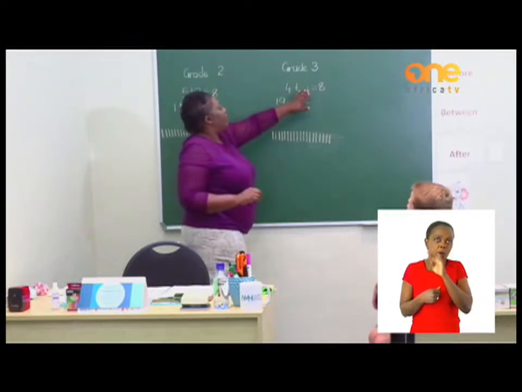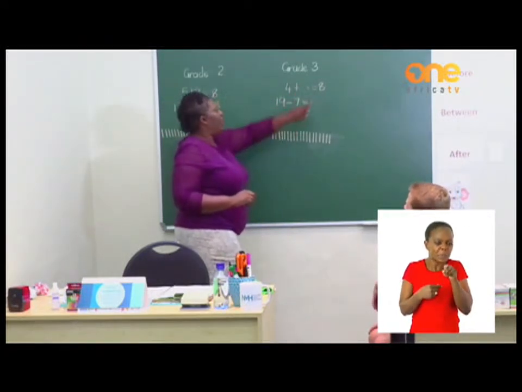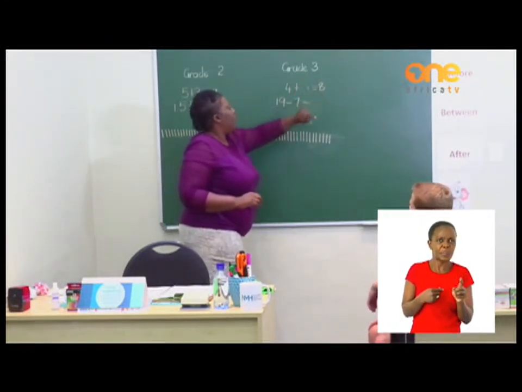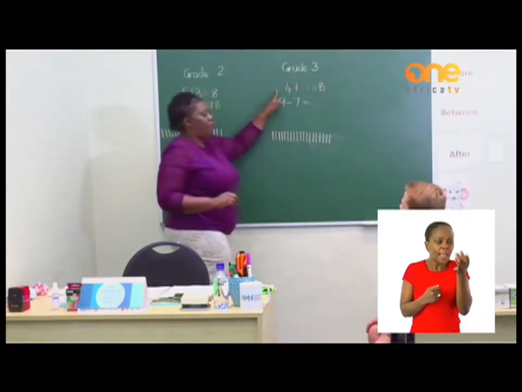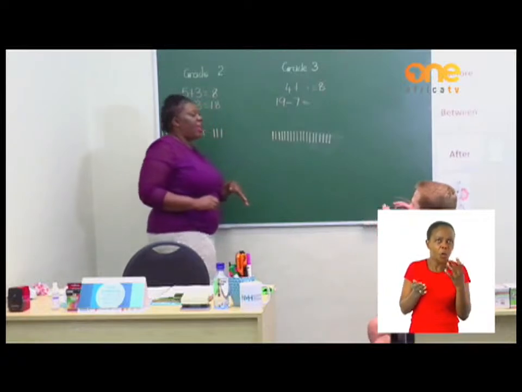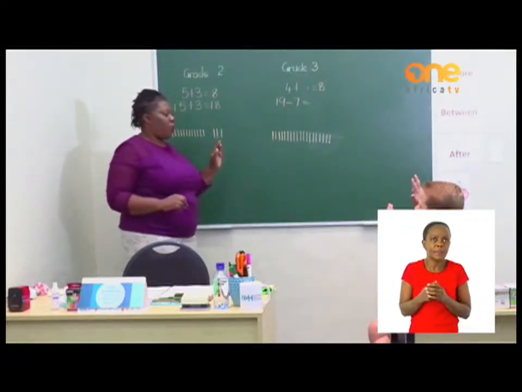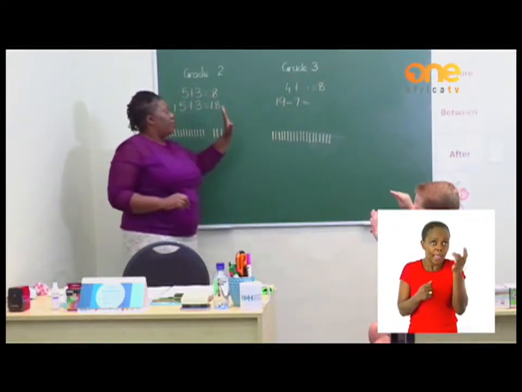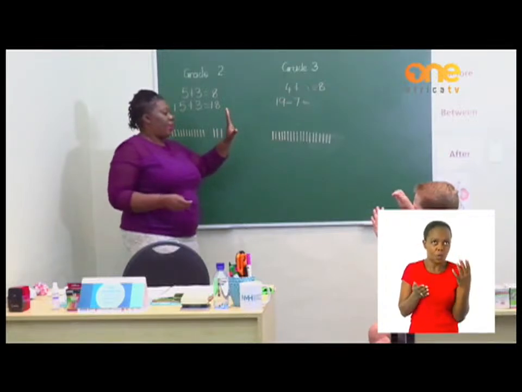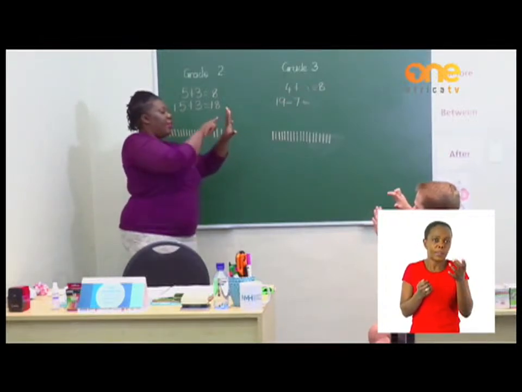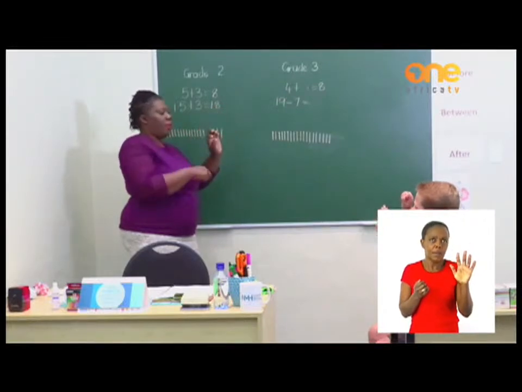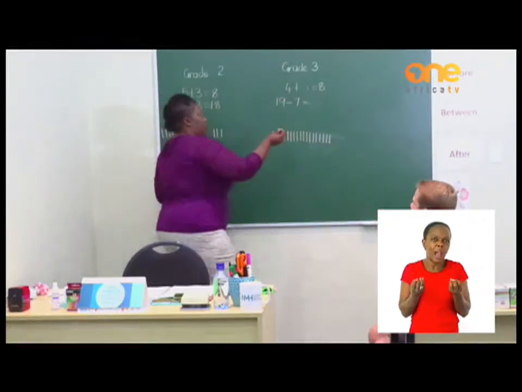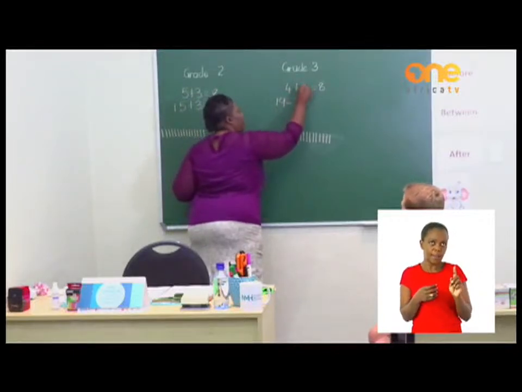And for the grade 3s, 4 plus a number that we don't know equals 8. So what are we going to do? We're going to say 8 minus 4. Let's do that together. 8, let's remove 4, counting back from 8: 7, 6, 5, 4. How many do we have? 4. Yes, we've got 4.